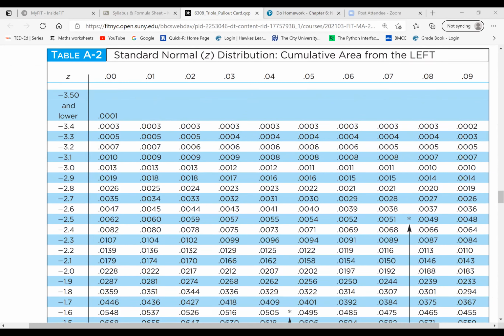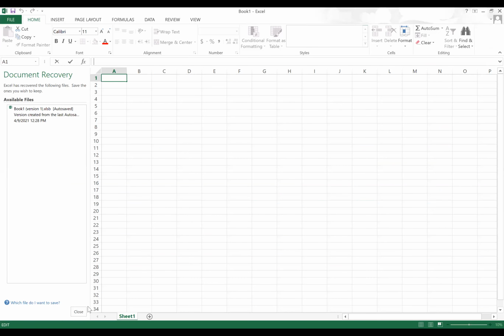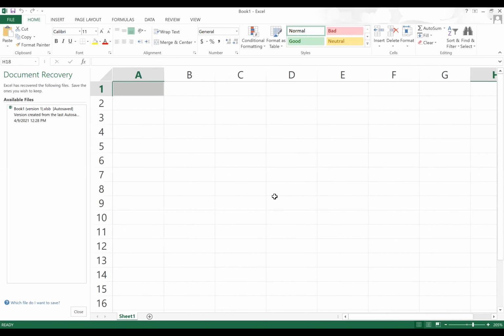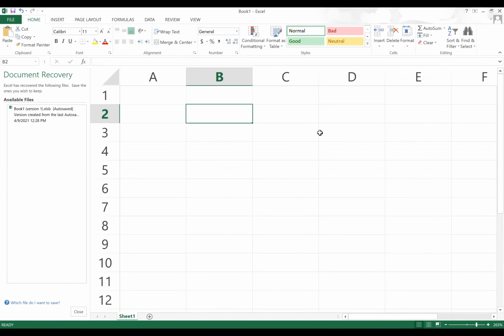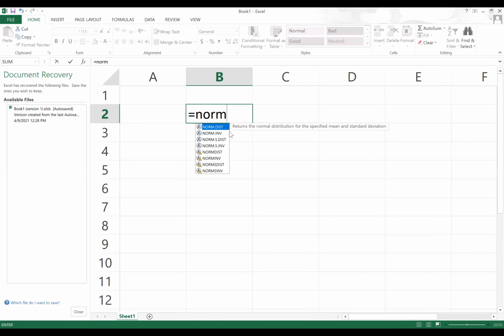And again, you do want to differentiate them, right? Because they are different. They're not the same. Unless you run into 4 decimal places, they are the same. Otherwise, they are different. So for example, let's say you want to find out the probability, right? So you do norm.s.dist, and this means standard normal distribution.